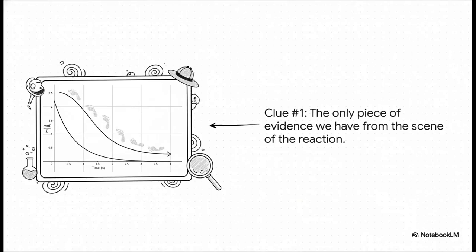And here it is. This is our first and most important clue. This graph is tracking the concentration of something over time. Now, we don't know what that something is just yet, but its entire story is laid out for us in this one curve. You could say every single point on this line is a footprint, a tiny piece of data that's going to help us crack this case wide open.